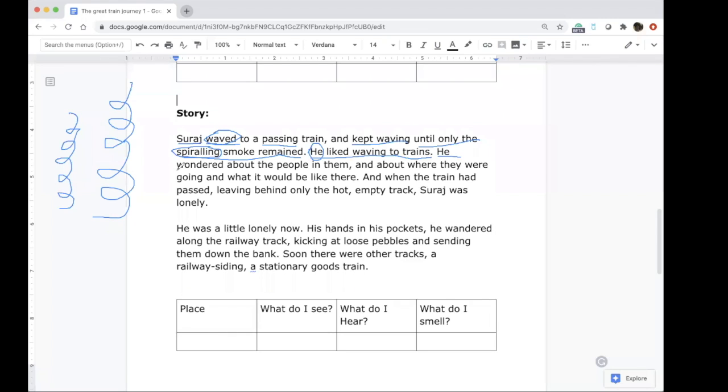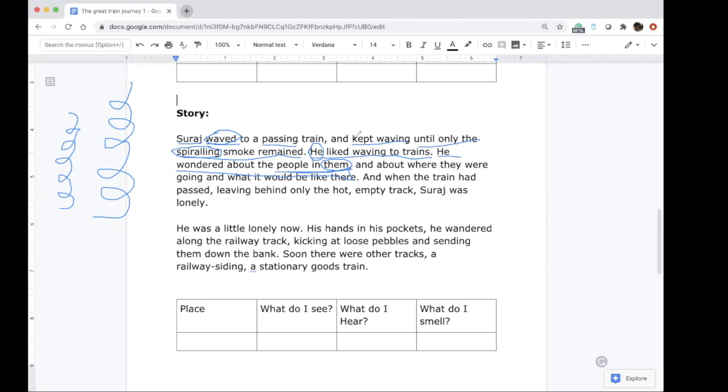He wondered about the people in them. What is he wondering about? He wondered about the people in them. Can somebody tell me what them is referring to? The people. Okay, them refers to the people. Can we say people in them? That means people in people. Does that make sense? The sentence is saying people in them.